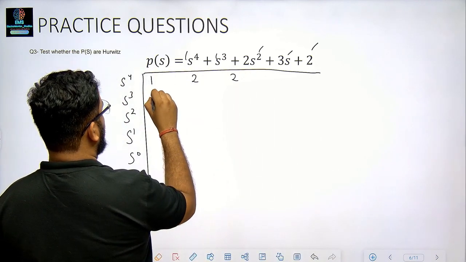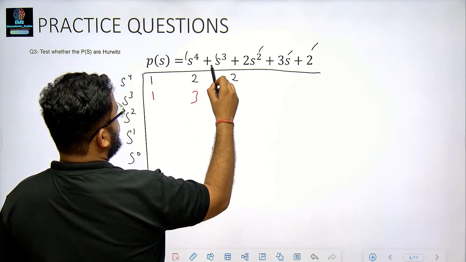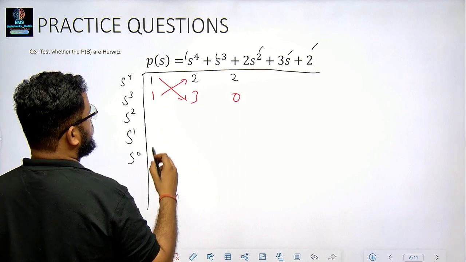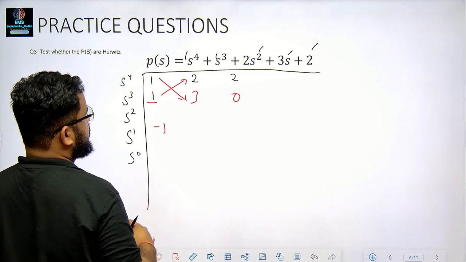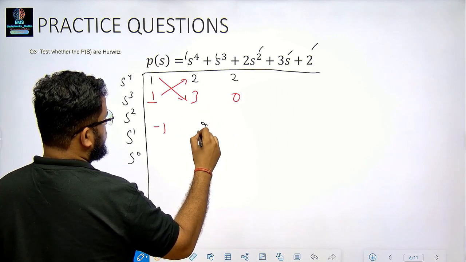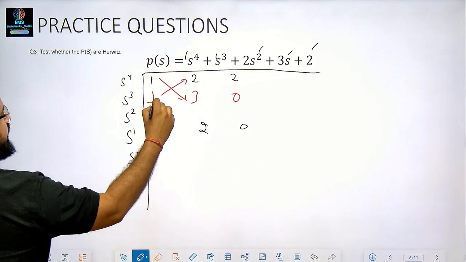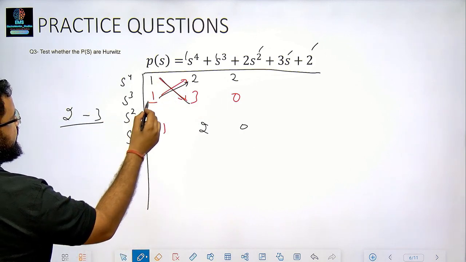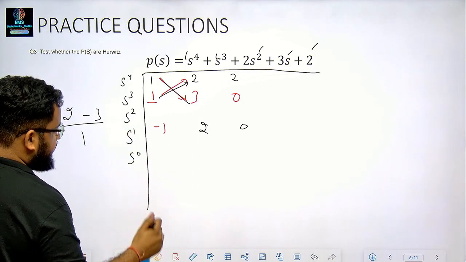Okay. So then we have 1, we have 3, and for the odd part 1, 3 and 0. So for S1, 1 into 2 minus 1 into 3 divided by 1. So 1 into 2 is 2, 2 minus 3 is minus 1. 1 into 2, 2, 1 into 0, again this would be 2. If you want to see once again, this point will be 1 multiplied by 2 minus 1 multiplied by 3 divided by 1. This is going to be minus 1. Okay. So this is the term for S2.